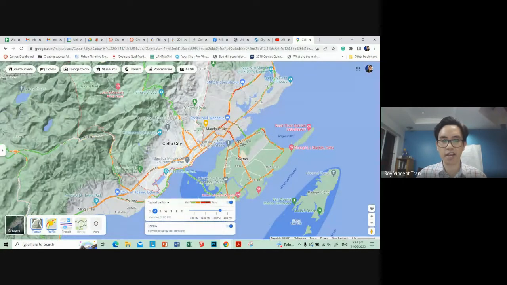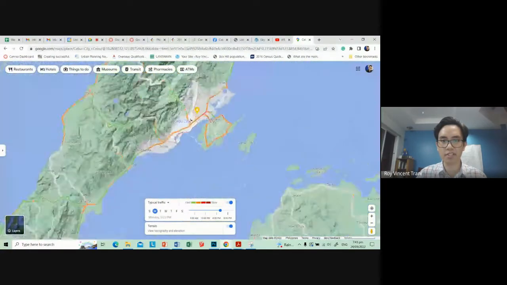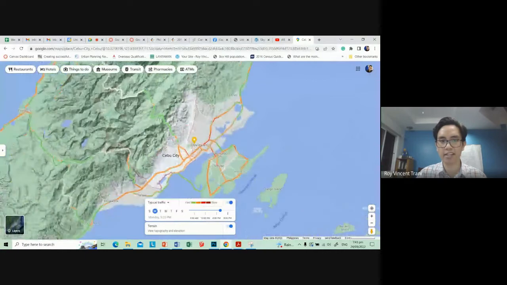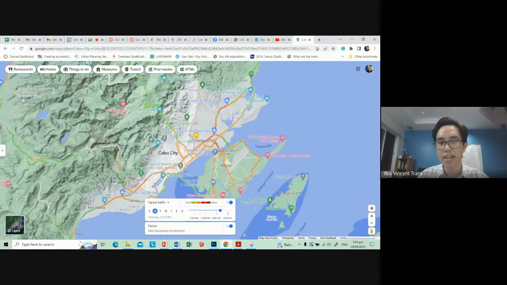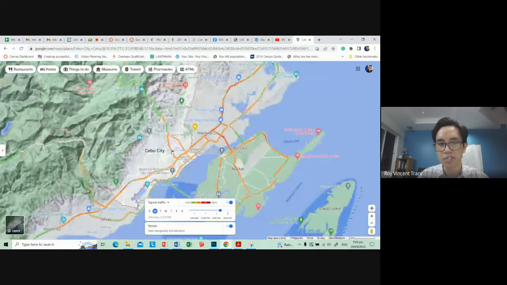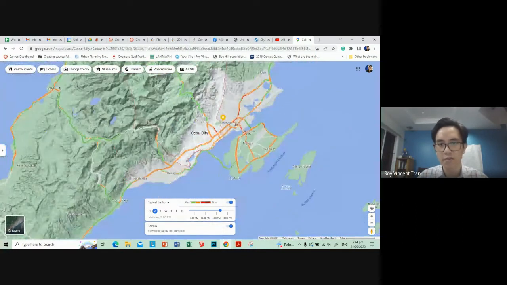So for those not familiar with Cebu City, it's an island province, and towards the center of the island is where we have our mountainous regions. So I think we're all architects here, so we know that developing on sloped land is more expensive than developing on flat land. So most of the development in Cebu City happens here on the coastal areas. So this is where the urban areas are.